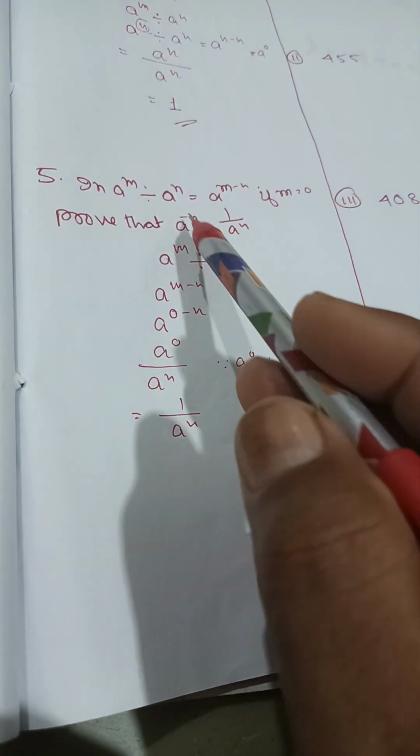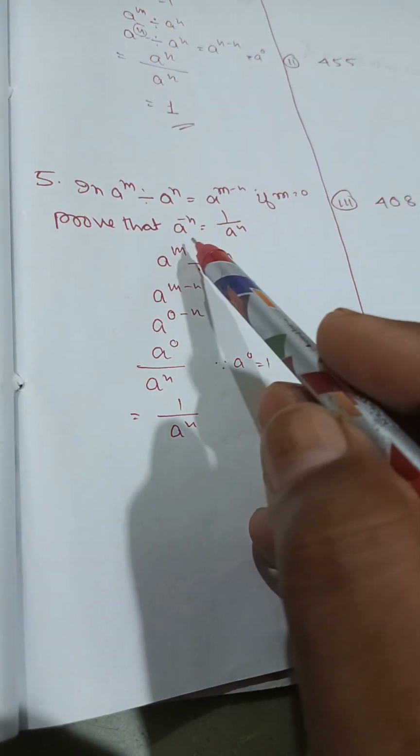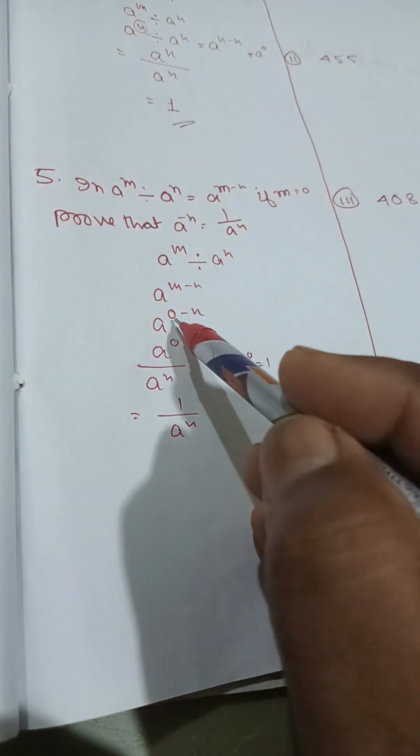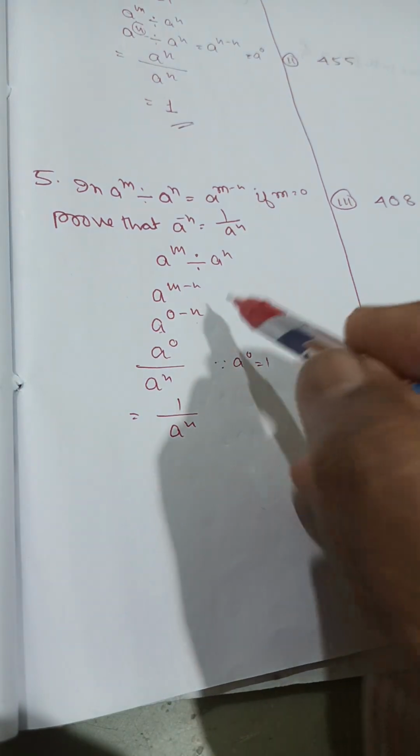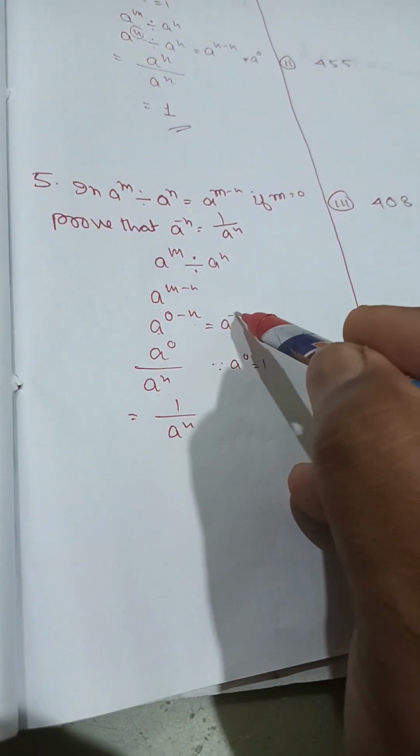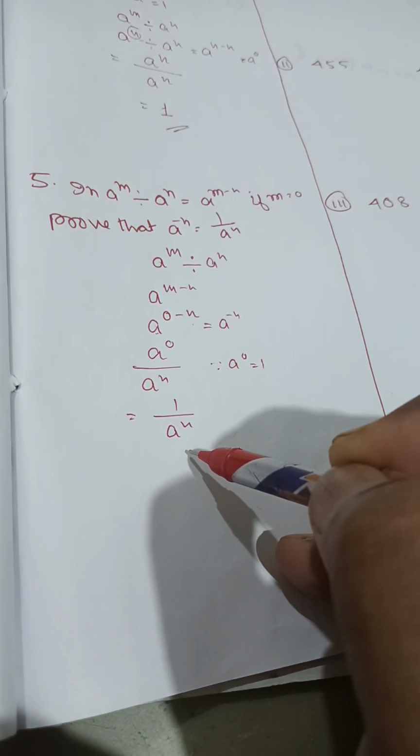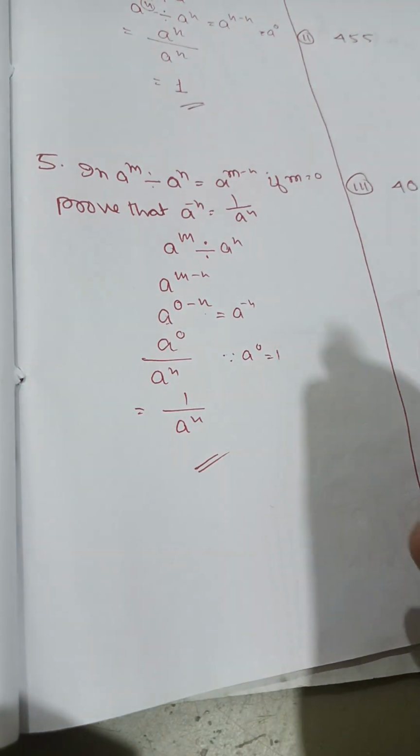So you see, we got a to the power minus n. This is actually a to the power minus n, and it becomes 1 by a to the power n. Okay, so we have completed this one also. Now question number 6.